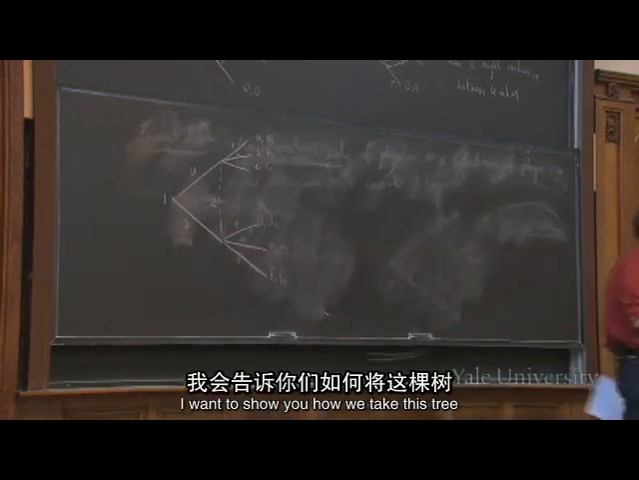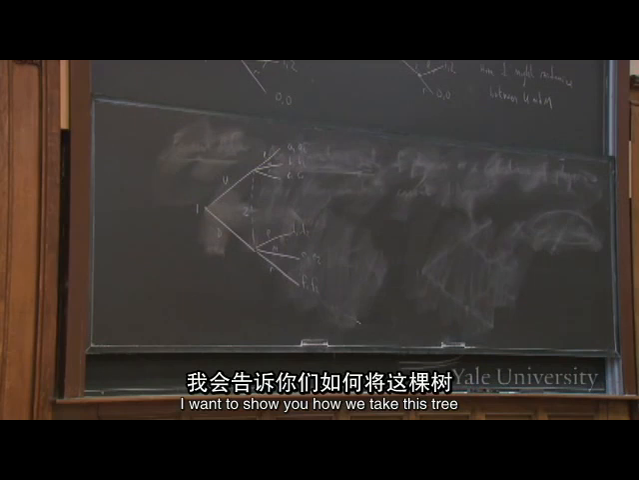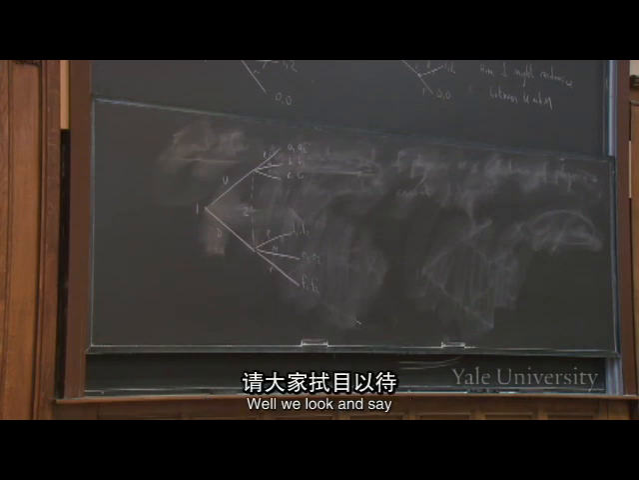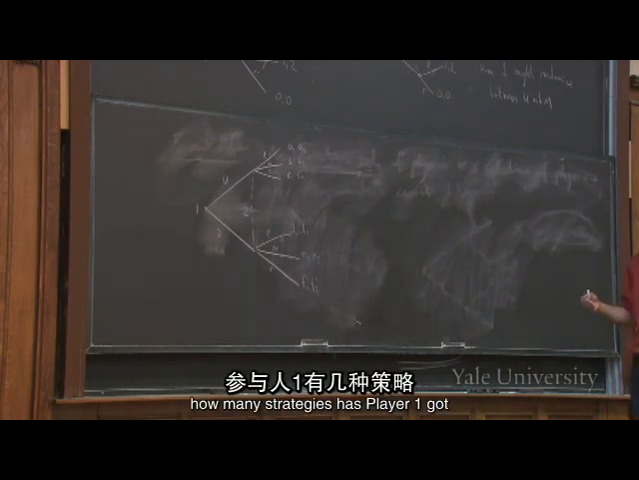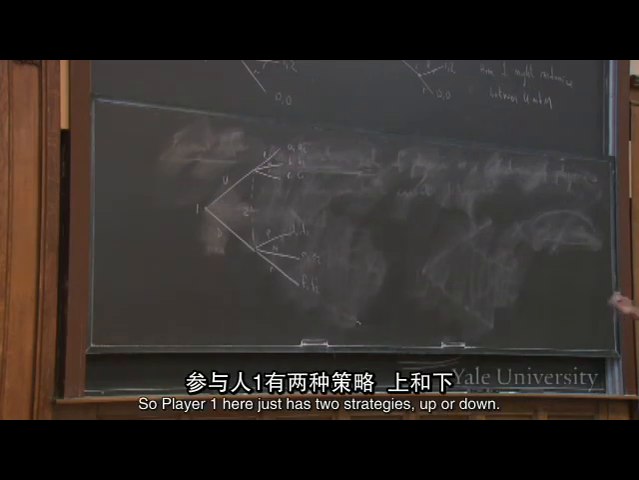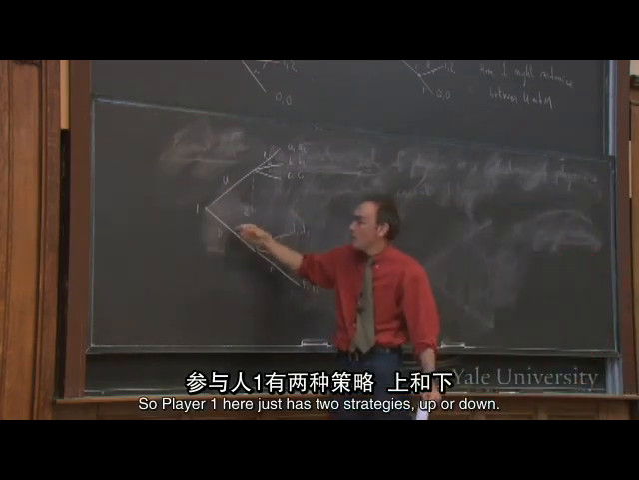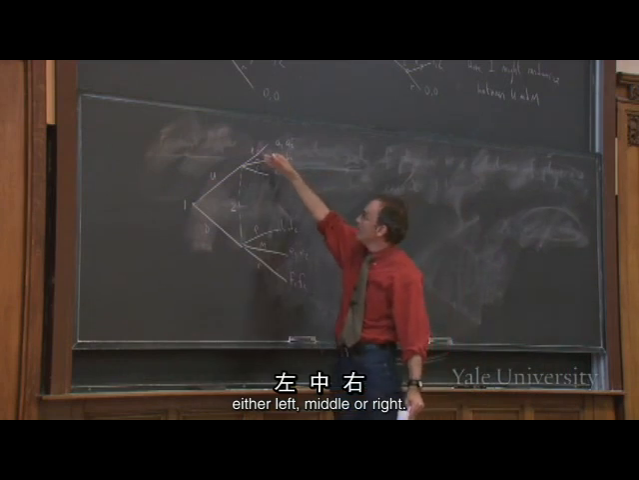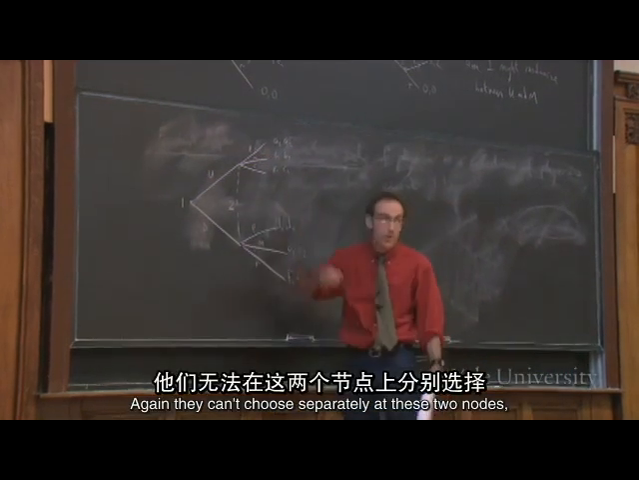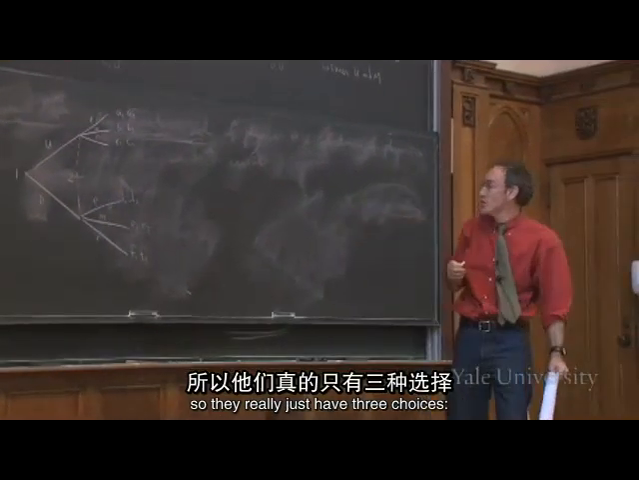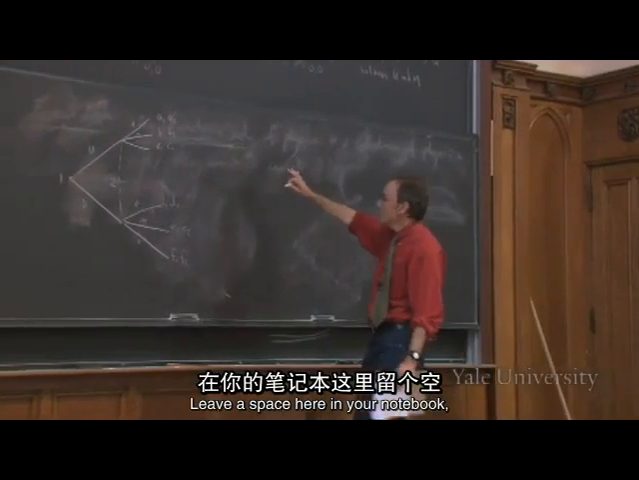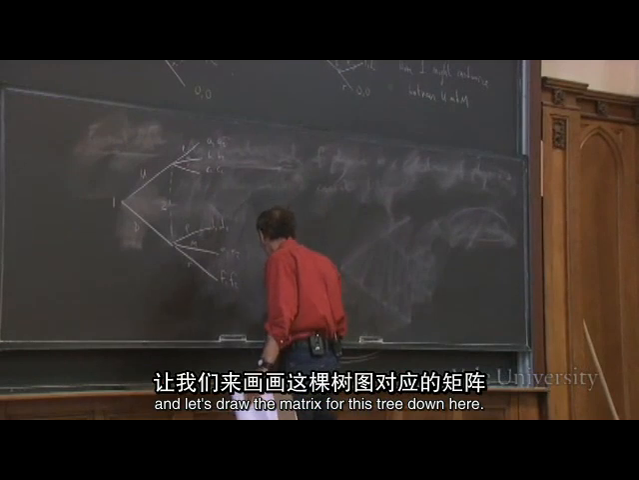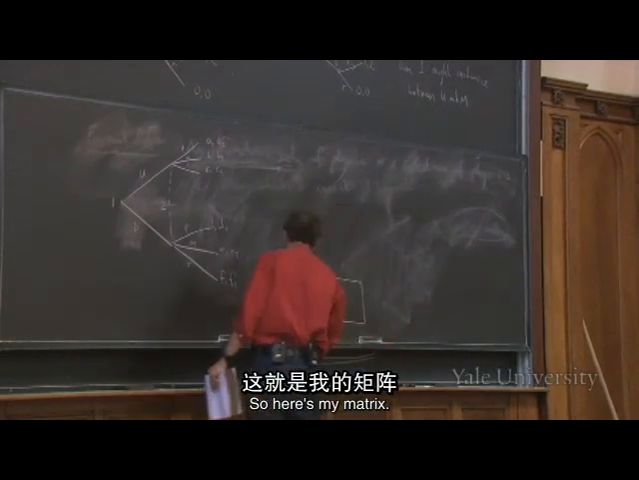Just to keep track of it, I want to show you how we take this tree and turn it into a matrix. So how do we turn it into a matrix? Well, we look and say, how many strategies has player 1 got, and how many strategies has player 2 got? Player 1 here just has 2 strategies, up or down, and player 2 has 3 strategies, either left, middle, or right. Again, they can't choose separately at these 2 nodes, so they really just have 3 choices. Now, leave a space to the right in your notebook, and let's draw the matrix for this tree down here. All right, so here's my matrix.